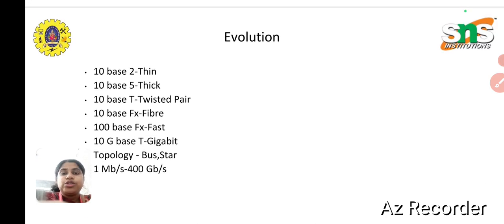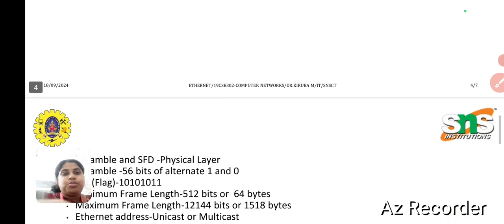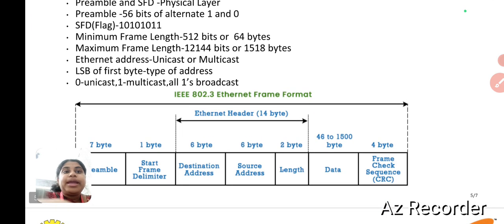This is the evolution of Ethernet. First came 10Base2 Ethernet. Here 10 is the speed, Base is baseband, and 2 stands for 200 meters. This Ethernet was called thin Ethernet. Similarly, 10Base5 was called thick Ethernet. Then came twisted pair, fiber cable, and fast Ethernet. Then you got 10 gigabit BASE-T, which is called gigabit Ethernet. Now Ethernet is used up to 400 Gbps speed. The topologies used for Ethernet are bus and star, but the most commonly used topology is the bus topology.